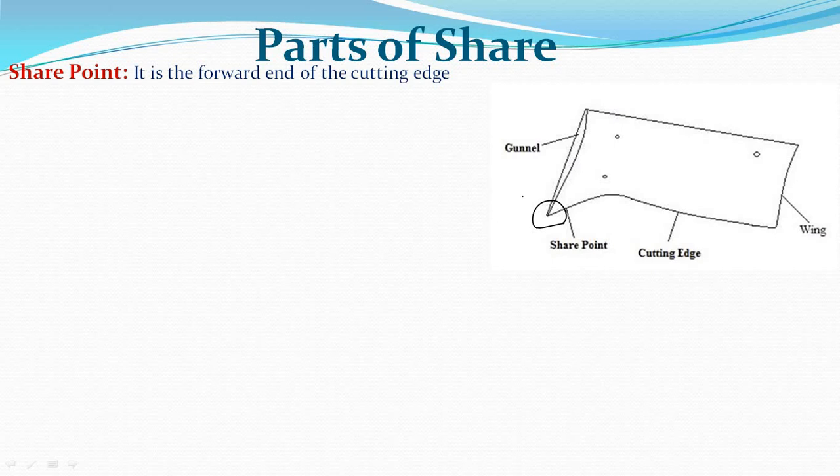Then coming to the parts of the share. Basically there are 4 parts of the share. This one is the share point, which is the forward end of the cutting edge. Cutting edge is this one. It first touches the soil and cuts the soil. The front edge of the share makes the horizontal cut. So this is the point of contact, the point of cutting.